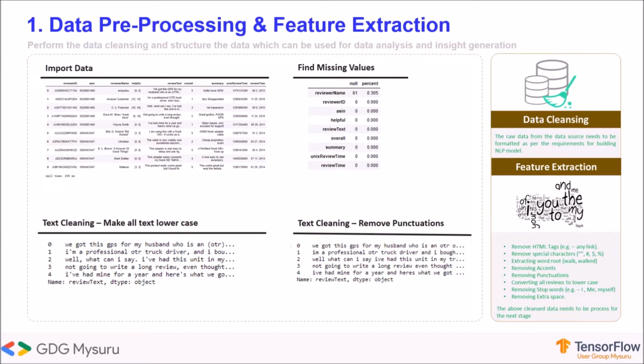The very first stage is data pre-processing and feature extraction. What exactly happens in this process is, as I mentioned, this is one of the major stages of any NLP model, in which the raw data from the data sources is formatted as per the requirement for building the NLP model. In this stage, punctuation, stop words, URL links from the reviews, HTML tags, and any special characters like emojis and emoticons are removed, and the text gets converted into a clean format in lowercase. And then in the final stage, the text cleaning performs a spelling check and corrects it grammatically.